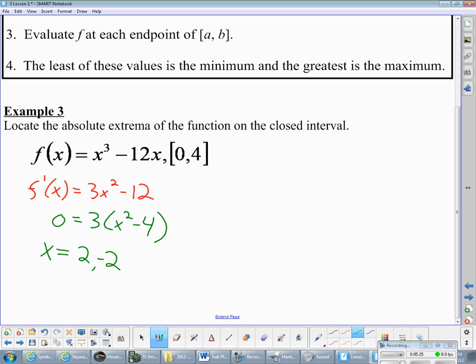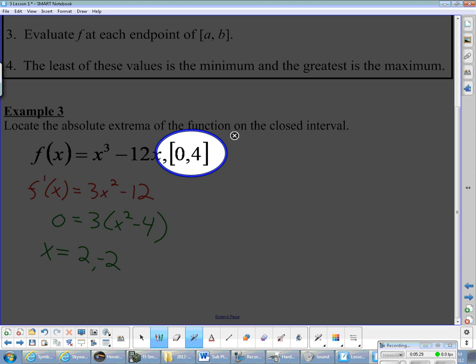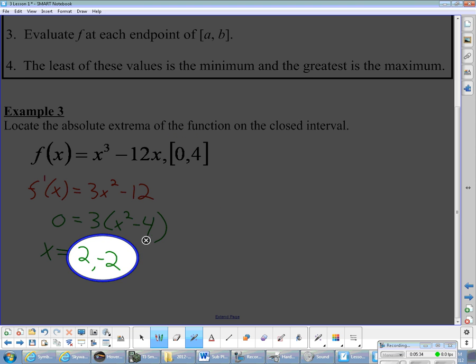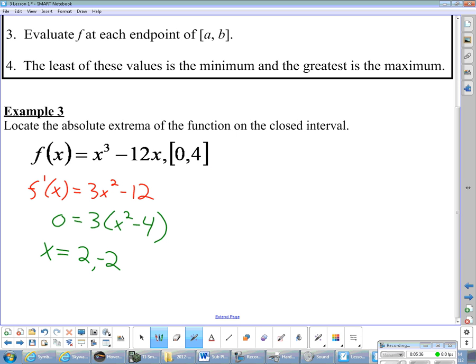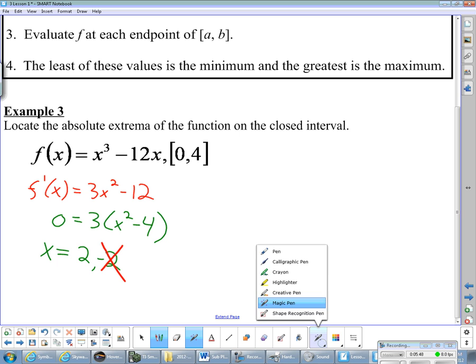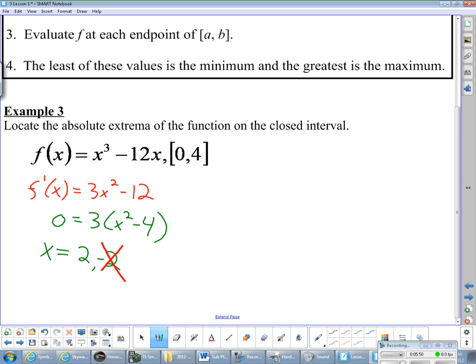But now if you look at our interval, actually let me use this. I like to use this one here. If you look at our interval, which is from 0 to 4, negative 2 is not on that interval from 0 to 4. So we actually don't even have to consider negative 2. So I'm going to cross that out. And so the only critical number we're concerned about are the critical numbers on the interval for finding the absolute extrema on that interval. And so now what I'm going to do is evaluate each of these points into the original function.